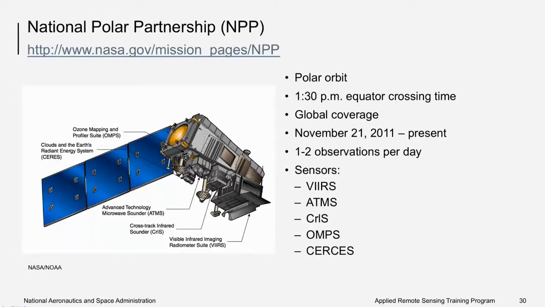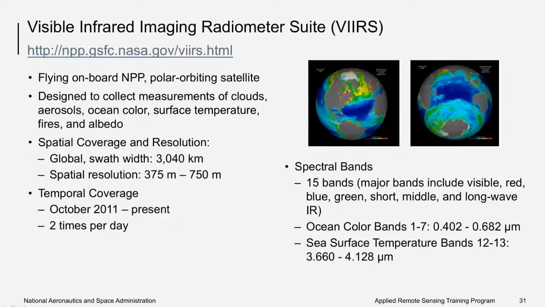Another satellite is the National Polar Partnership, also known as the Suomi NPP. This satellite was launched in 2011 and provides global coverage. It has a 1:30 p.m. equator crossing time on a near-daily revisit rate. The VIIRS sensor is on this satellite and is used for ocean color remote sensing.